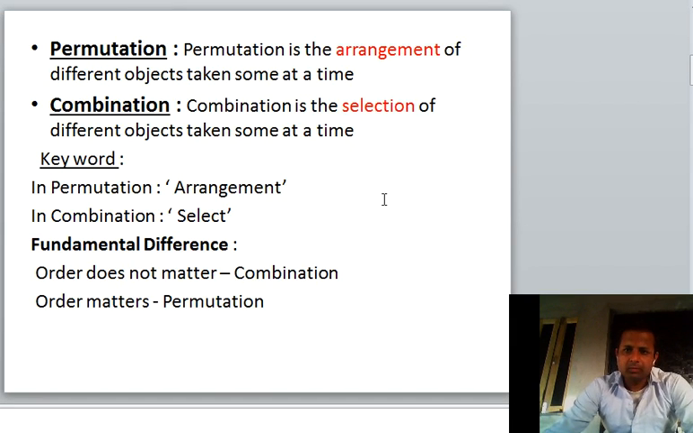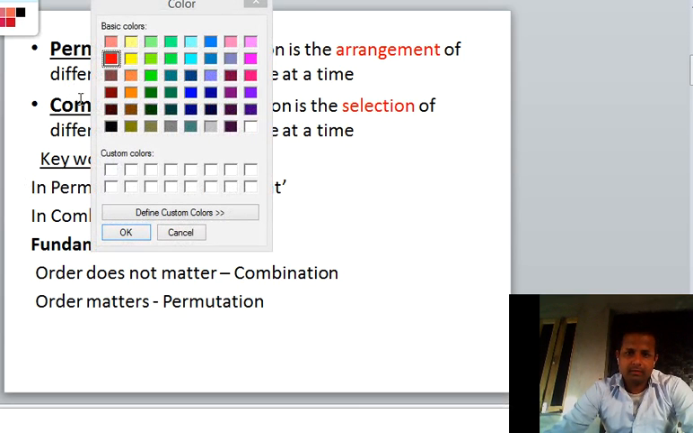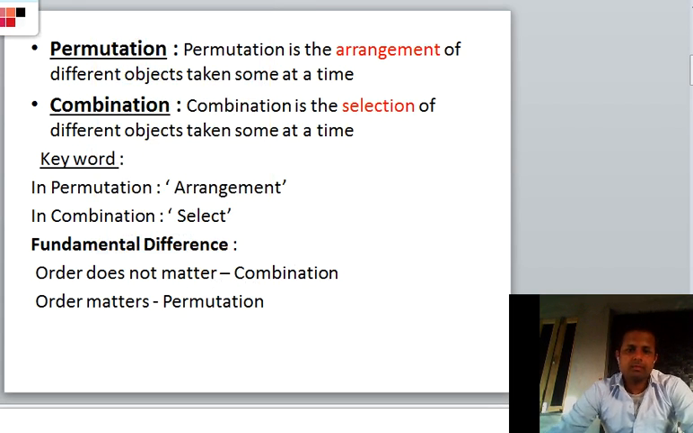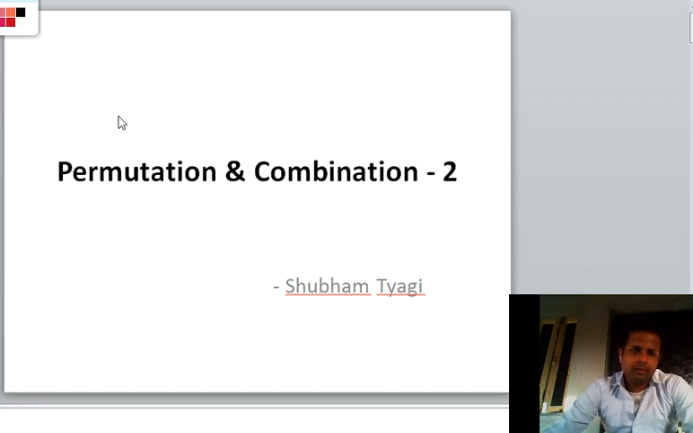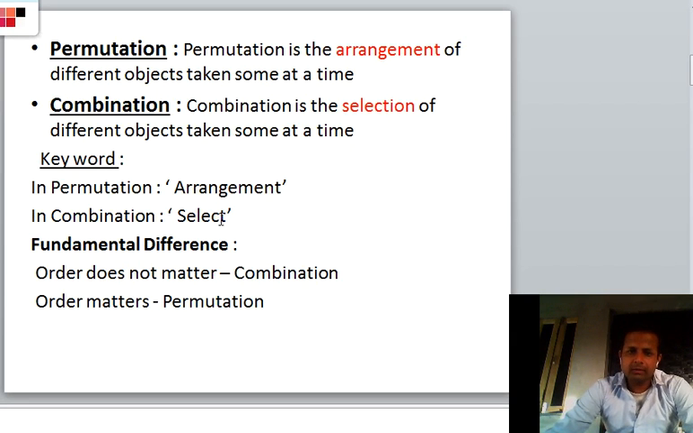In the first video we had discussed the fundamental difference between permutation and combination. In combination, order does not matter, but in permutation, order matters. Permutation is the arrangement of objects and combination is the selection of objects. The keyword we use in permutation is arrangement, and the keyword we use in combination is select.